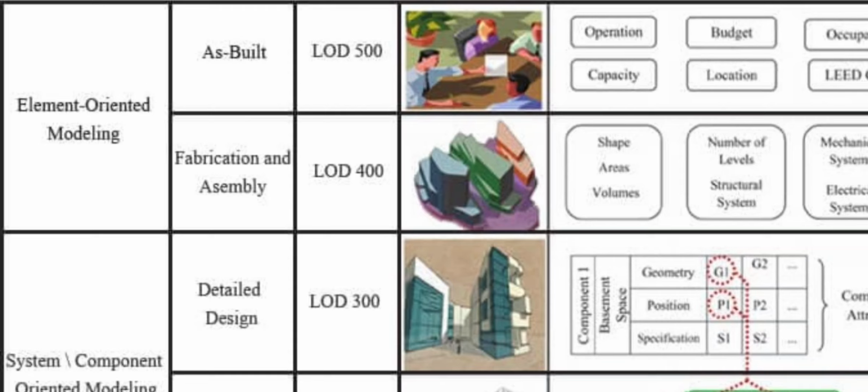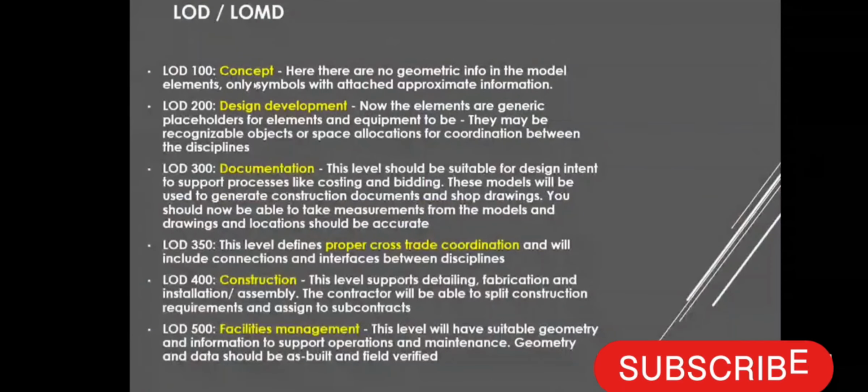LOD 500 is the as-built BIM model. So as LOD increases, the level of information or level of model development increases. I'll show you more examples. In LOD 100, it's concept design, so there is no geometric info in the model. For a chair, you can show a box and name it as a chair.